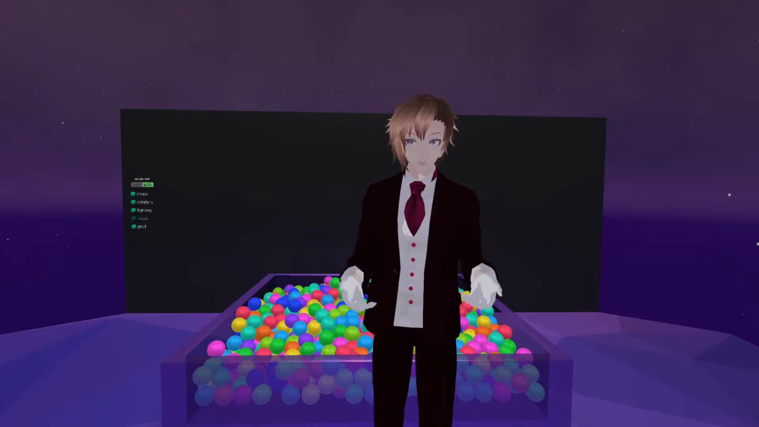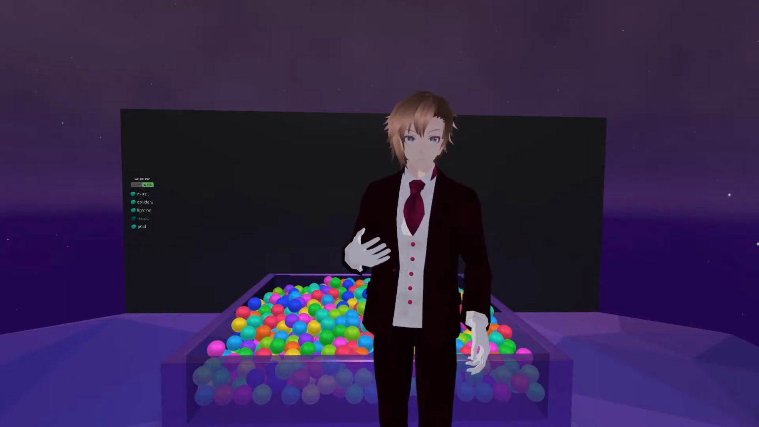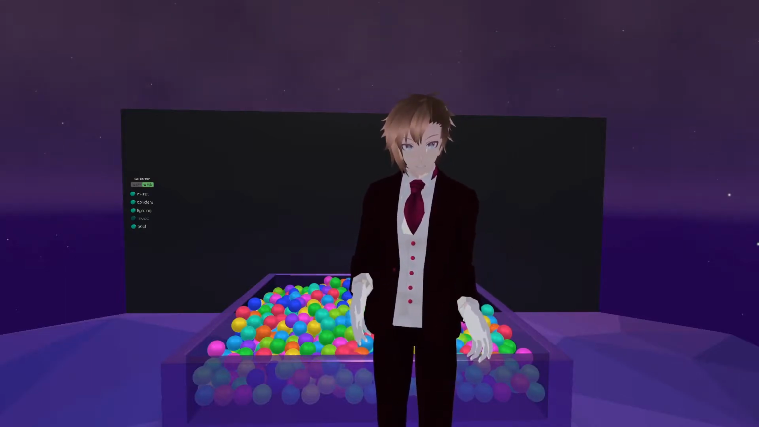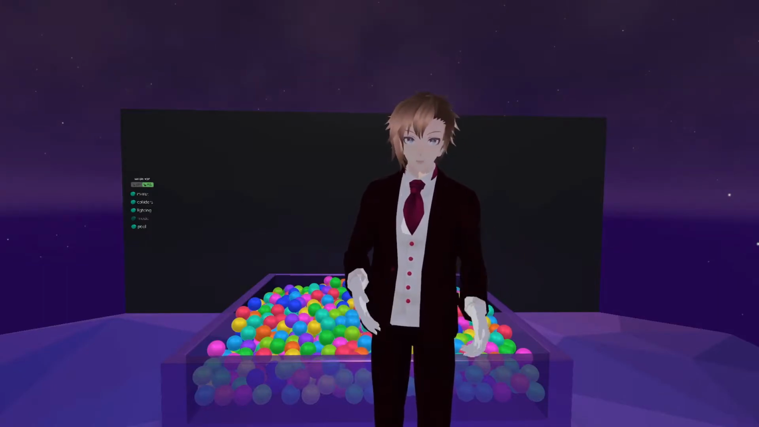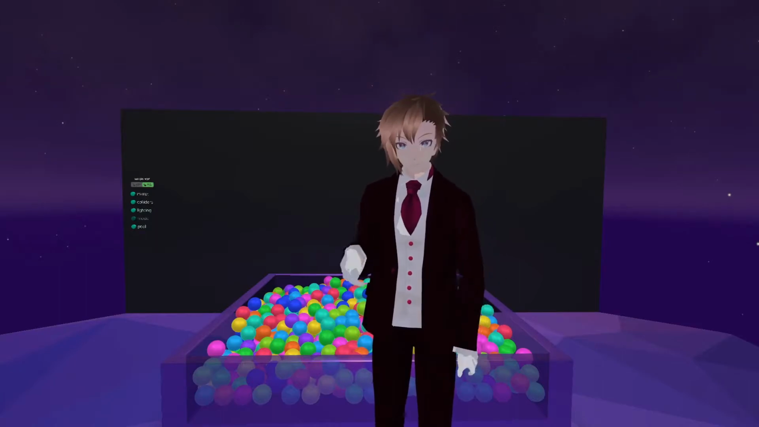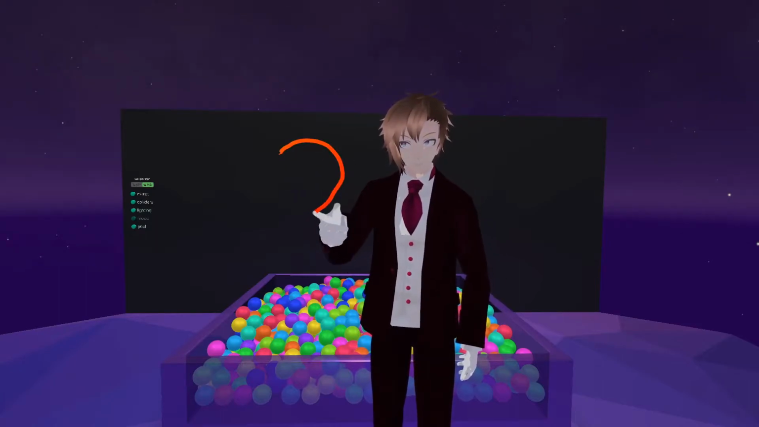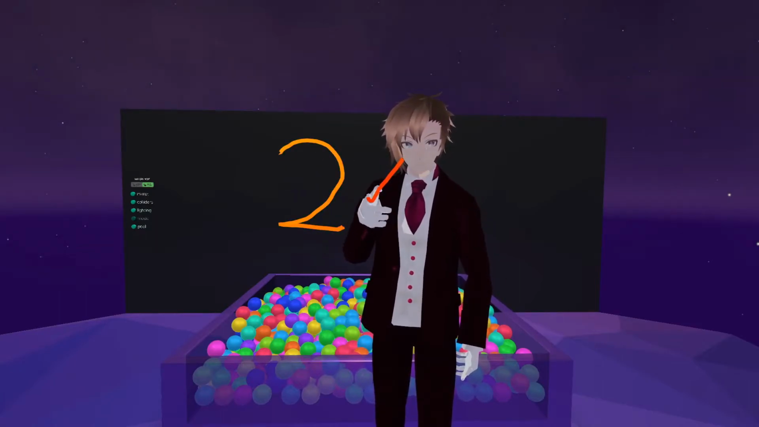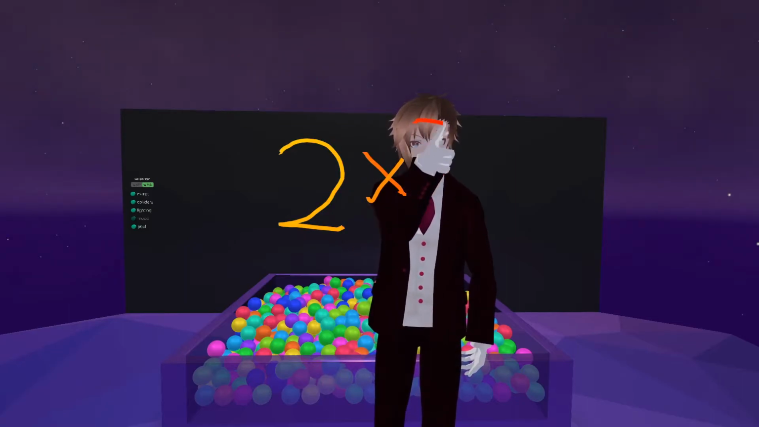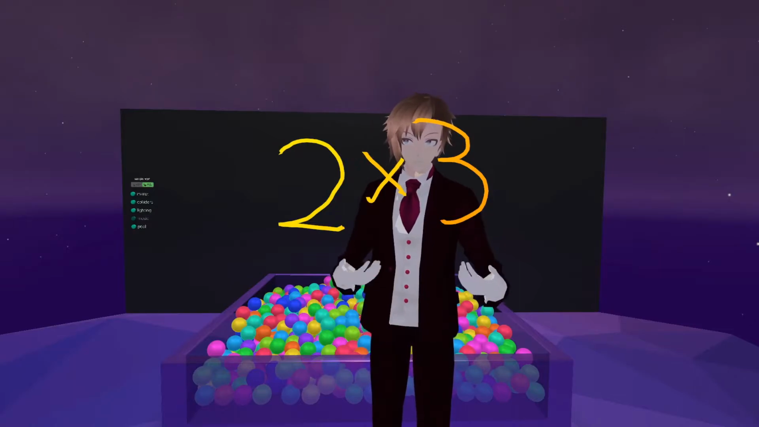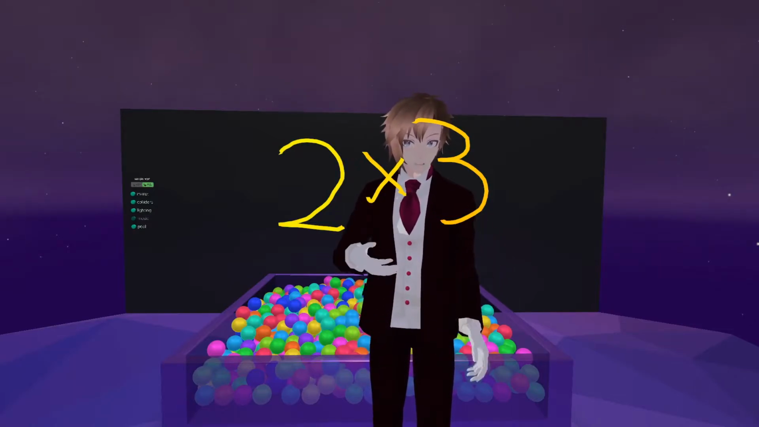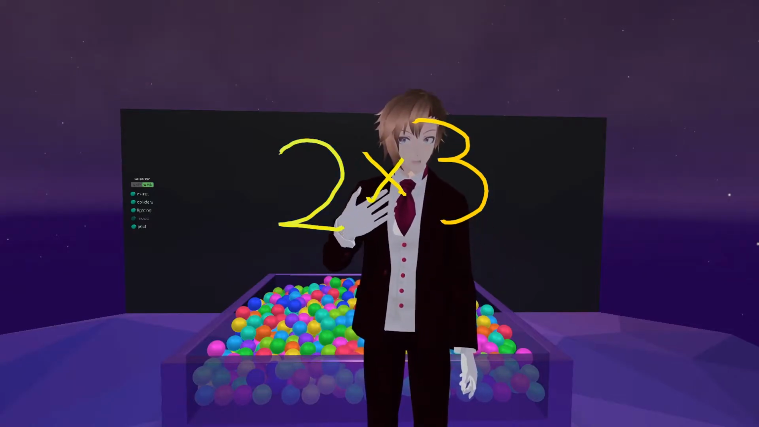Today we're going to be looking at positive and negative multiplication. Now, multiplication is pretty simple when we're dealing with positive numbers. For instance, you're quite familiar with 2 times 3. The answer is 6. So what does this actually mean though in terms of English and how we say it?